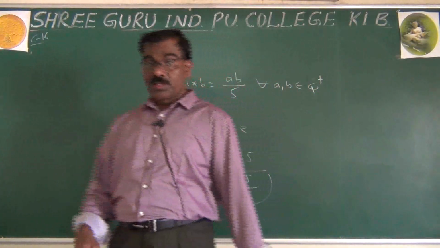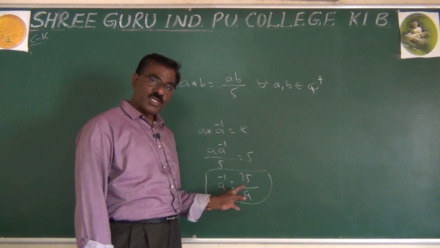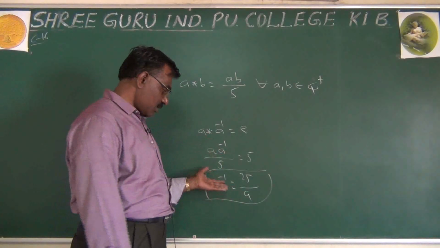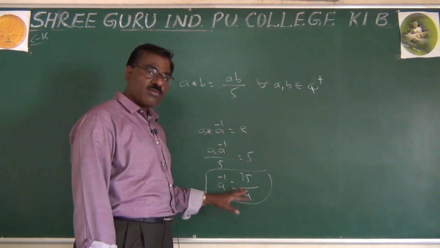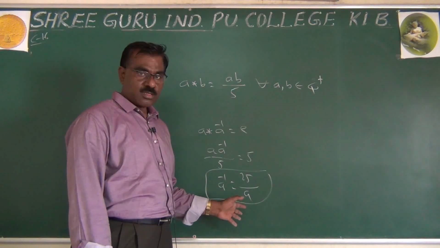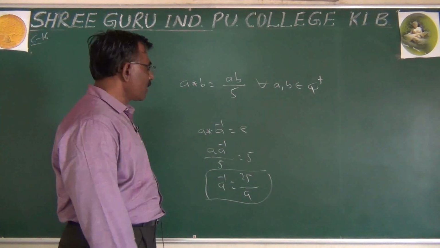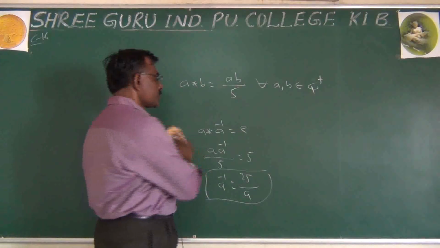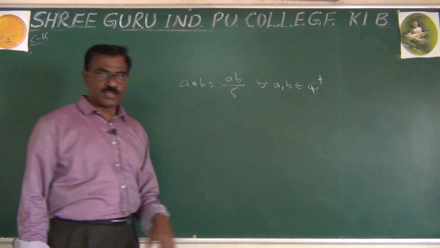Suppose the question asks for the inverse. Find the inverse of 20. Put A as 20, 25 by 20. Find the inverse of 3. Put A as 3, 25 by 3. So this is the general formula for the inverse. So in this problem, commutative, associative, identity, and inverse also exist.